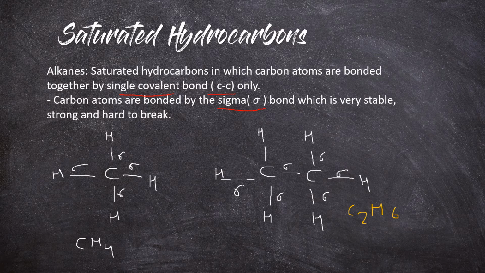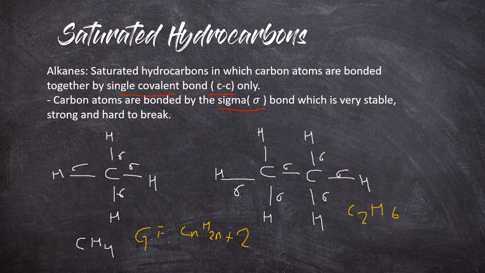Sometimes in a large structure, it will take a long time for you to count hydrogen. So there is one formula to remember. This is called a general formula. Here it is CnH2n plus 2.